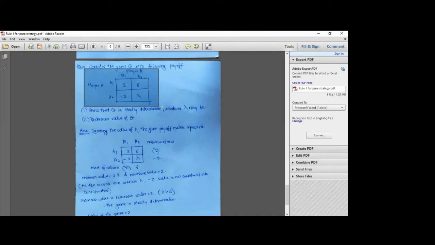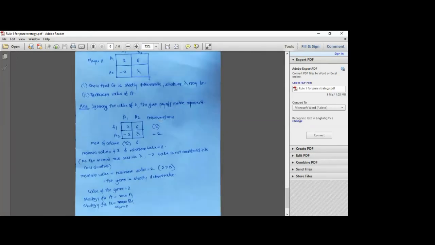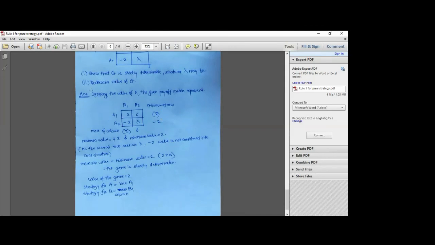This is player A's payoff matrix. Show that G is strictly determinable whatever lambda may be, and determine the value of G, they are telling us. We are going to neglect this lambda value because we cannot determine it, right? What I have done is ignore the value of lambda here and find the minimum value of each row. Of -2, 2 and 6, the smallest value is -2. Since the value of lambda is not known, I have written -2 here. Similarly, the maximum of the columns is 2 and 6.